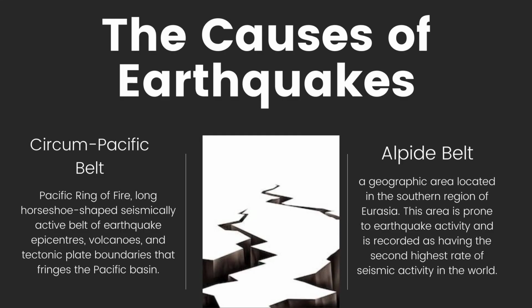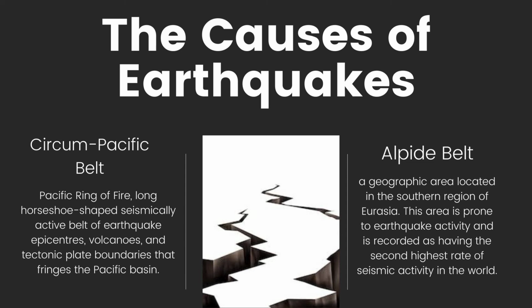Okay, so those are the classifications of earthquakes. This time let us talk about the causes of earthquakes. What are the reasons why there are earthquakes? We have here two causes. First is the circum-Pacific belt, and the second is the Alpine belt. The circum-Pacific belt is also known as the Pacific Ring of Fire, a long horseshoe-shaped seismically active belt of earthquake epicenters, volcanoes, and tectonic plate boundaries that fringes the Pacific basin.